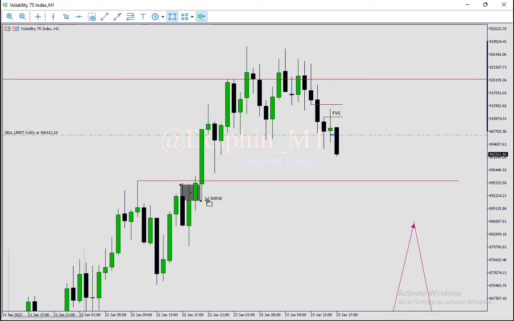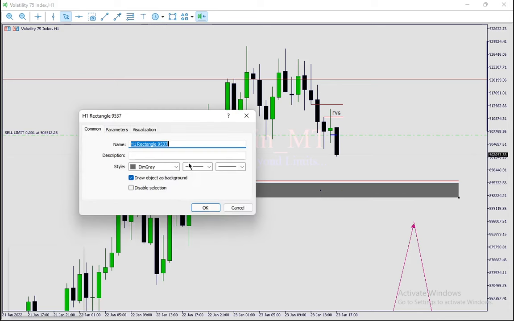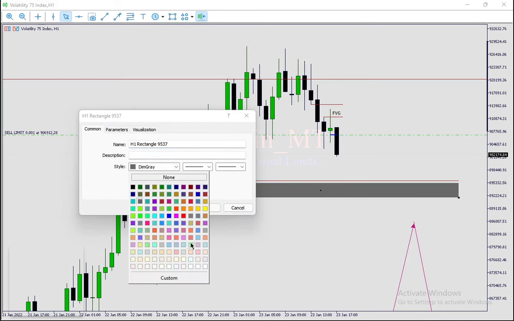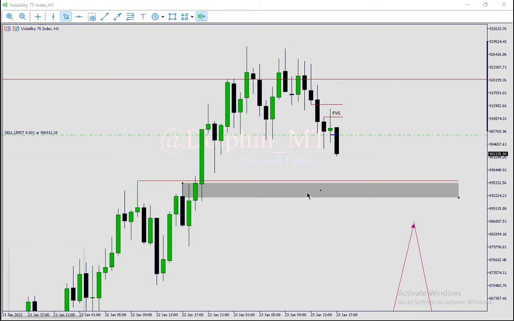Maybe some will say I'm chasing the price as it's coming down into here, but this is how I trade. Every trade setup is tradable. What you need is risk management. I will show you where my limit order is placed.